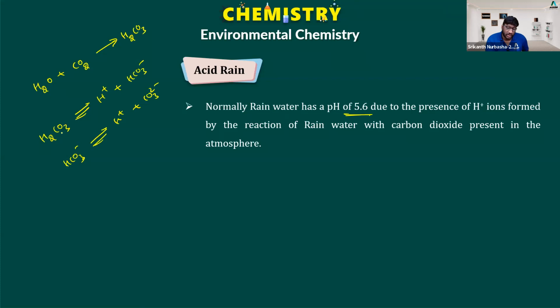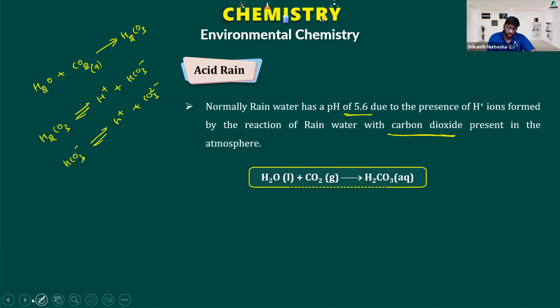So due to the presence of H2CO3, which is formed by the dissolution of a gas in a liquid, you are having more H2CO3. Because of that H2CO3, the pH of rainwater is somewhere around 5.6. Normally, rainwater has a pH of 5.6 due to the presence of H+ ions formed by the reaction of rainwater with carbon dioxide present in the atmosphere. The gas dissolves in water to form H2CO3, which is acidic in nature. Because of that, pH is not 7, it is less than 7. If the pH of 5.6 is reduced further, it is said to be acid rain.